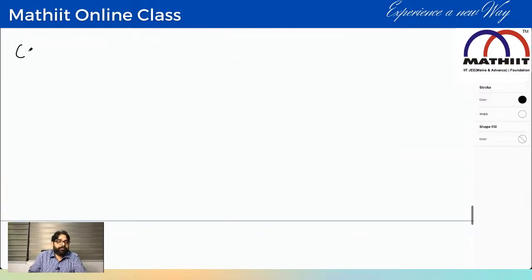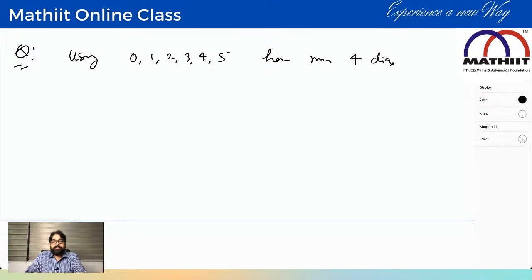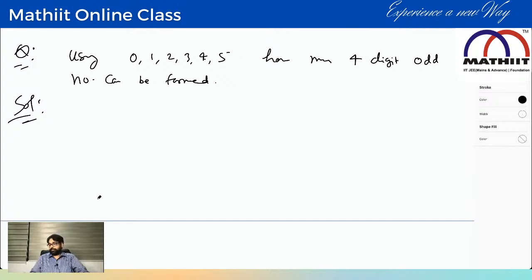Next one. Using 0, 1, 2, 3, 4, 5, how many 4-digit odd numbers can be formed? Quickly, everybody.